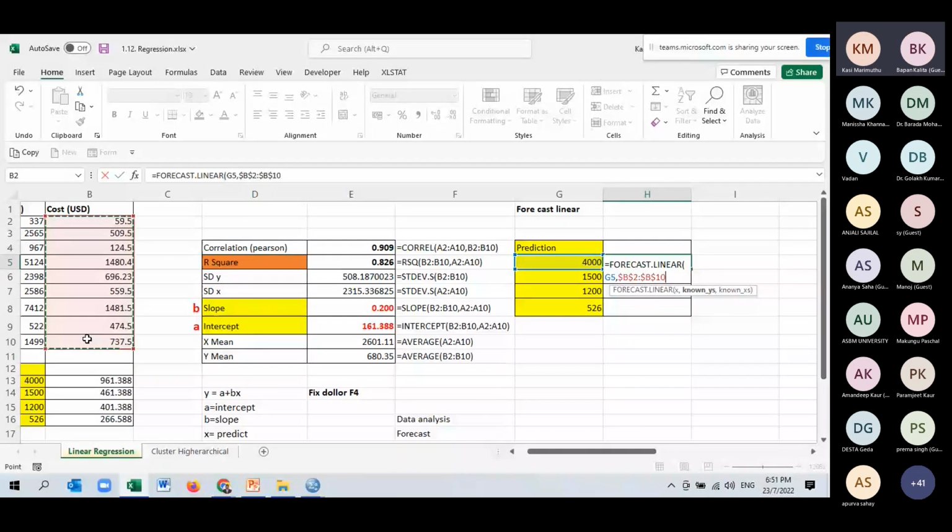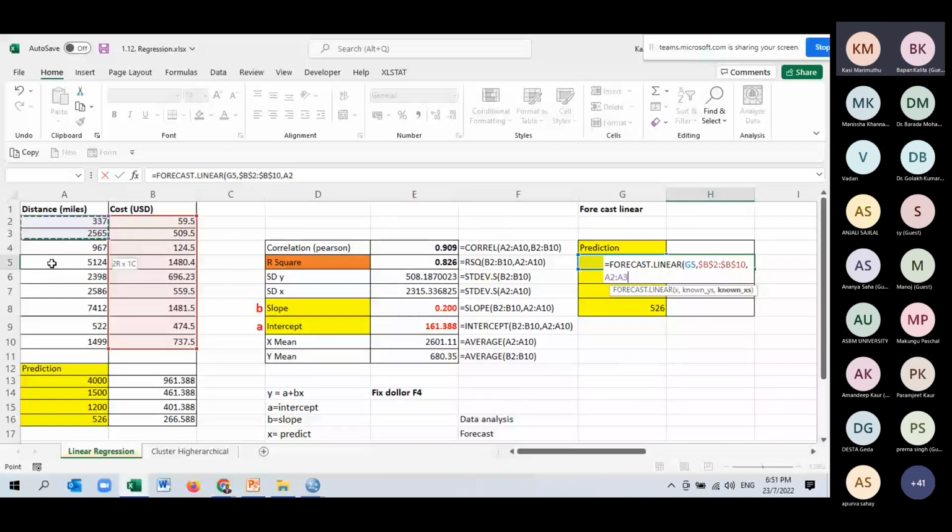We can also give known X. This one, this is our independent variable. Press F4, close the bracket. The same answer you may get. Maybe slight decimal differences will be there. No worry. Please tell me, have you got the answer? So instead of calculating the slope and intercept, using this forecast linear function you can directly anticipate. You don't need to remember any formula. Just remember forecast linear. You'll come to know the answer.